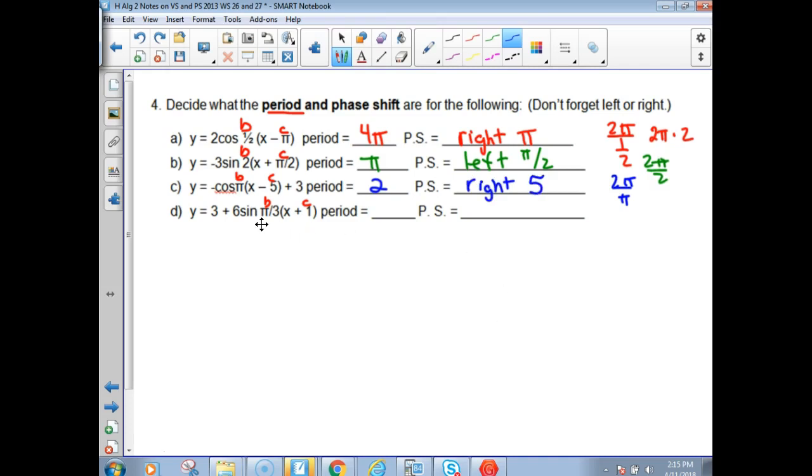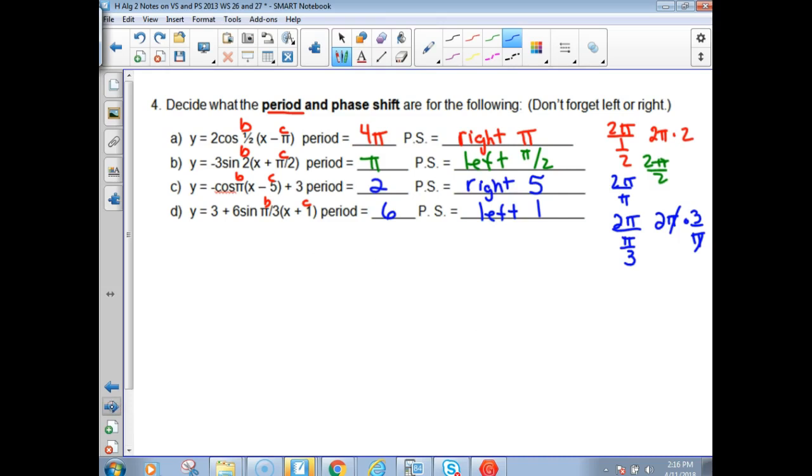And the next one, the B value is pi over 3. Take 2 pi divided by pi over 3. Multiply by the reciprocal of pi over 3, which would be 3 over pi. The pi's cancel out, and 2 times 3 gives me a period of 6. The shift would be left 1, or 1 to the left.